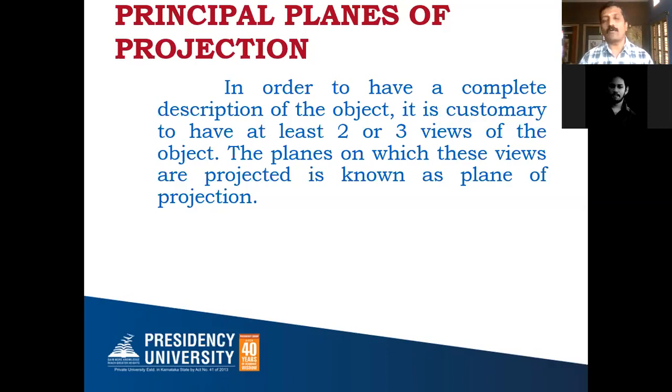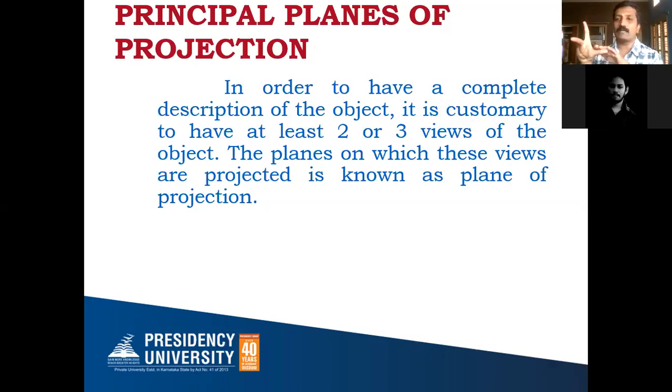In some cases, with complicated shapes where I have some details, some holes or some extension on either the left side or right side, in such cases I need to go for the side view also. So the three principal planes of projection are the horizontal plane, vertical plane and profile plane. All these three planes are mutually perpendicular to each other, like the Fleming left hand rule. All the three planes are mutually perpendicular to each other.